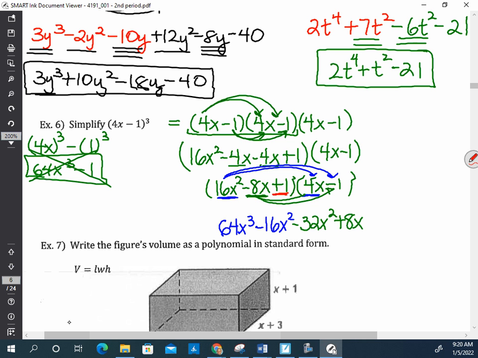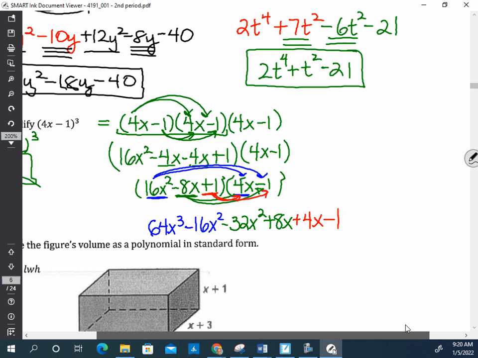Now multiply times 1. 1 times 4x, 4x, and 1 times negative 1, negative 1. Again, I have the luxury of using colors, so if you have highlighters or colored pencils, use them.